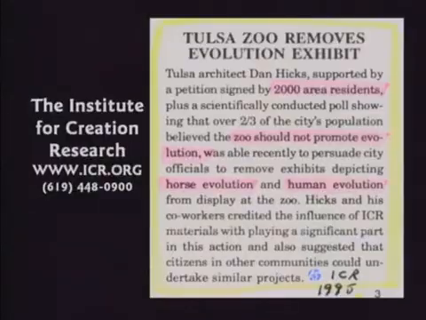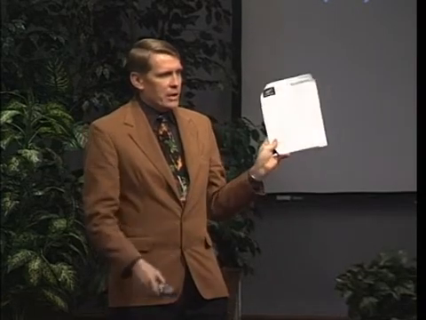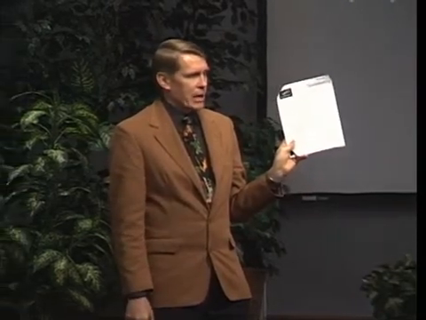The Tulsa Zoo finally took down their display after Dan Hicks wrote letters. Here's the letters right here. He wrote letters to the Tulsa Zoo and said, why do you still have the evolution of the horse on display? And they wrote back and said, we don't have the funding to remove it. Come read the letters. Dan went and got a bid at a sign shop. Here's the bid right here. They said, we will put up a sign that says, this display is not correct, and we'll take it down as soon as we get enough money.